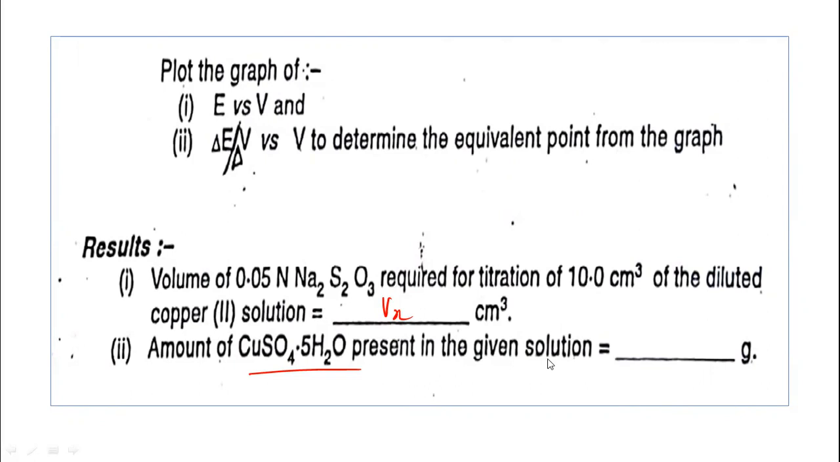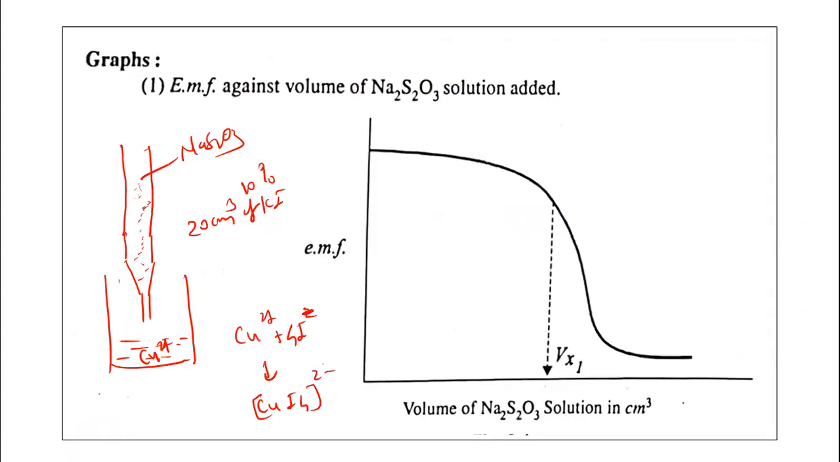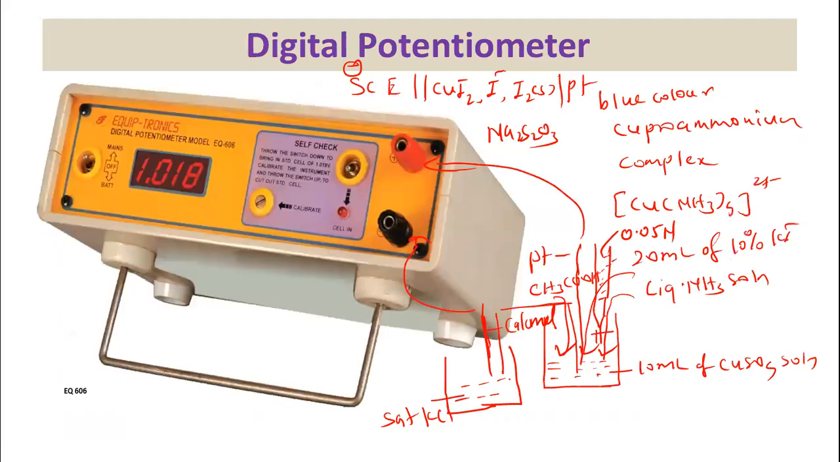We have to measure the EMF of the cell by constructing a cell here. You can see once again this diagram. See here. Okay. We have to construct the cell here. On the left hand side, take the calomel electrode dipped into the saturated potassium chloride solution. On the right hand side, take the copper sulfate solution, add liquor ammonia, then add glycyl acetic acid, then add 20 cm cube of KI solution.